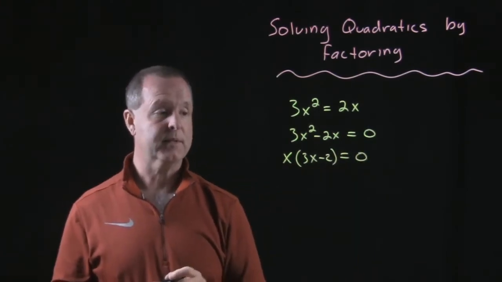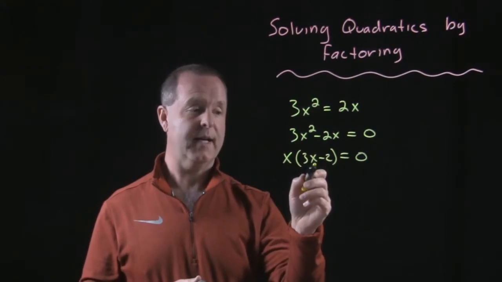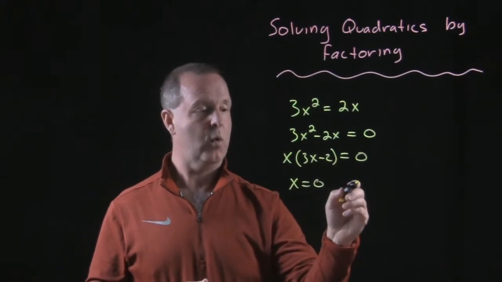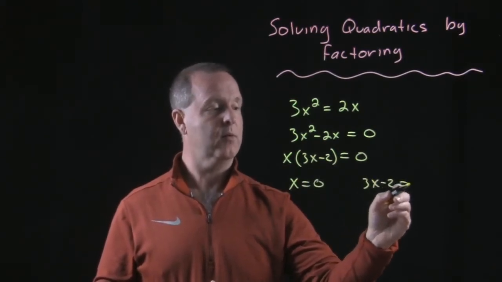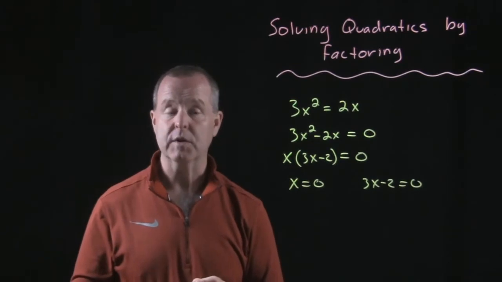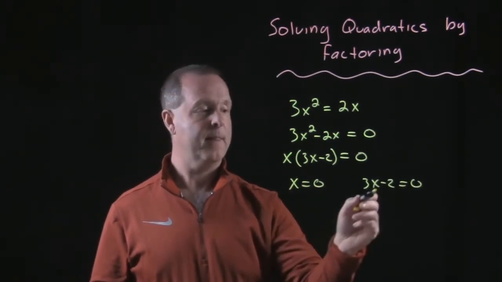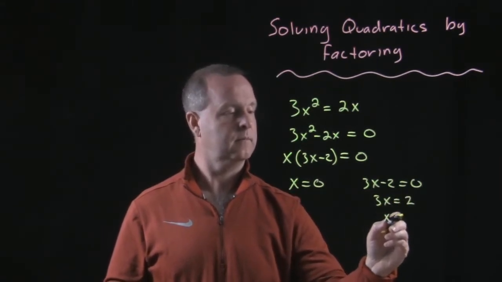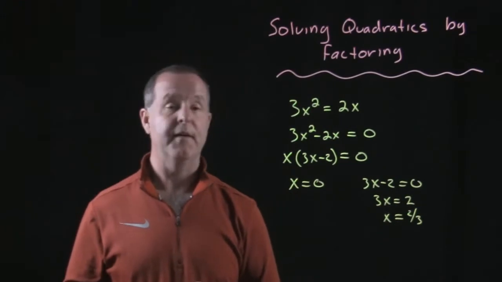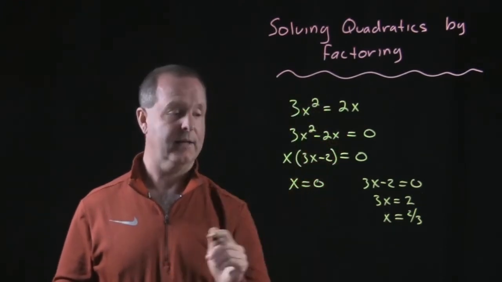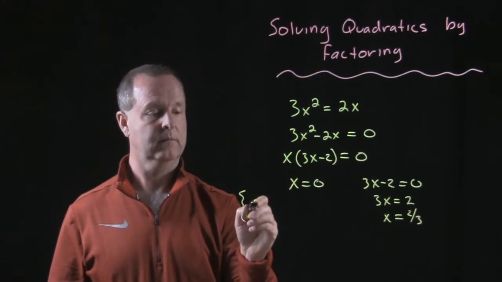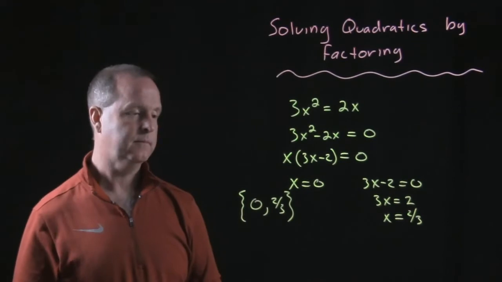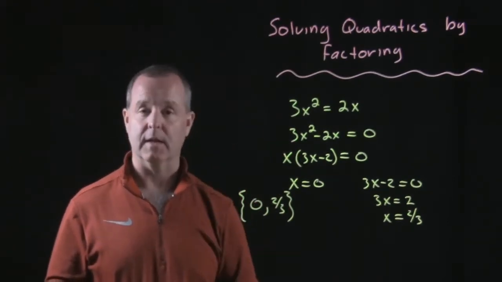My zero product principle tells me if the whole product equals 0, then either x equals 0 or 3x minus 2 equals 0. And let's find those solutions for x. One, we're already there. The other one, solve for x here. And there's my two solutions to this quadratic: x equals 0, and the other solution is 2/3.